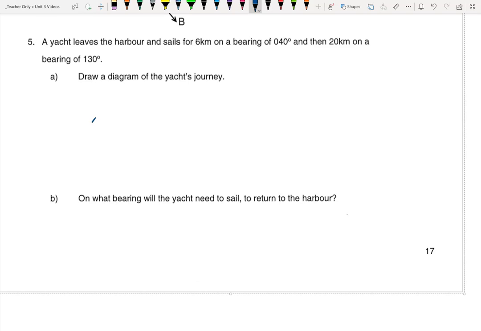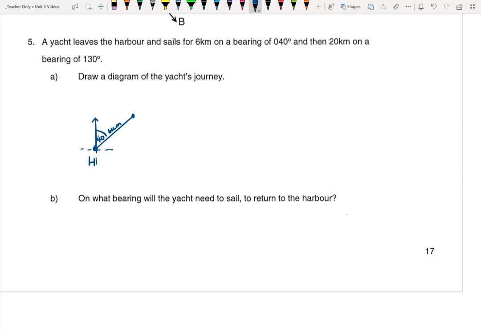Okay, so having a look at our diagram, we're going to have H for the harbour. The yacht leaves the harbour and sails on an angle of 40 degrees. So I'm going to place that in there for 6 kilometres. So it's not very far, so I'm just going to shorten that a little bit. 6 kilometres, 40 degree bearing.